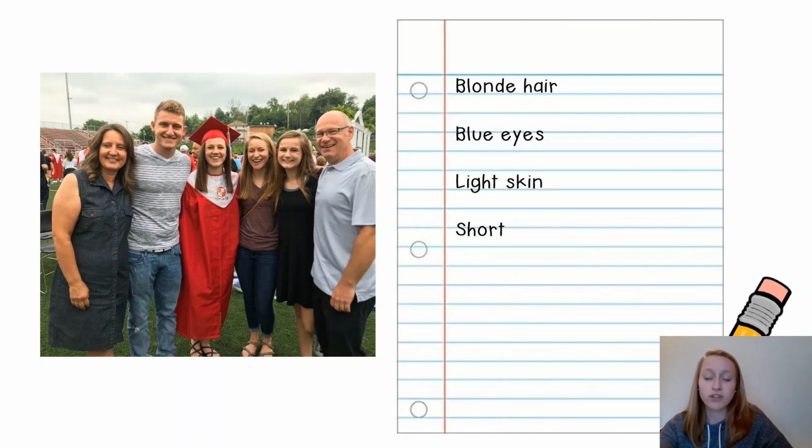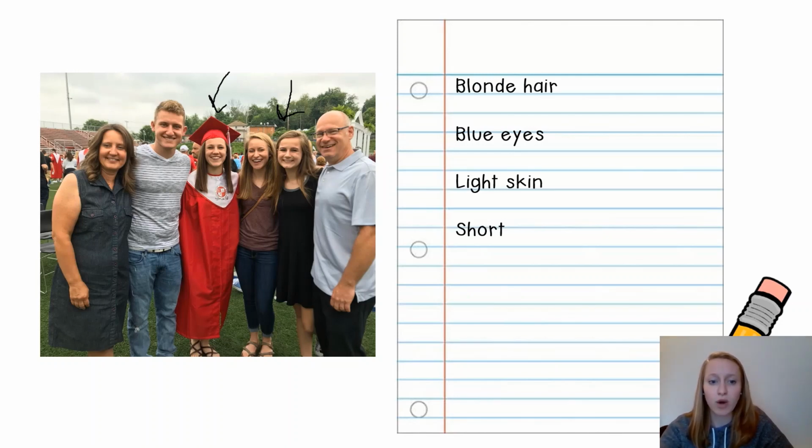One of the first traits I noticed about myself was that I have blonde hair. I noticed that my brother also has blonde hair. And I noticed that my sister also has blonde hair. I noticed that my other sister has brown hair, kind of like my mom. She must have inherited that trait from her.